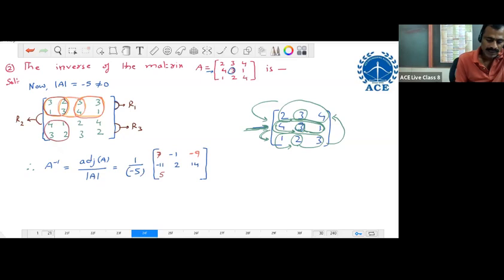Next, second possibility of 2 by 2 matrix, 3 minus 4 minus 1. Next, last possibility, 4 minus 12 minus 8. That's it. This is the adjoint matrix. Adjoint matrix into 1 by determinant is the inverse of the matrix only.